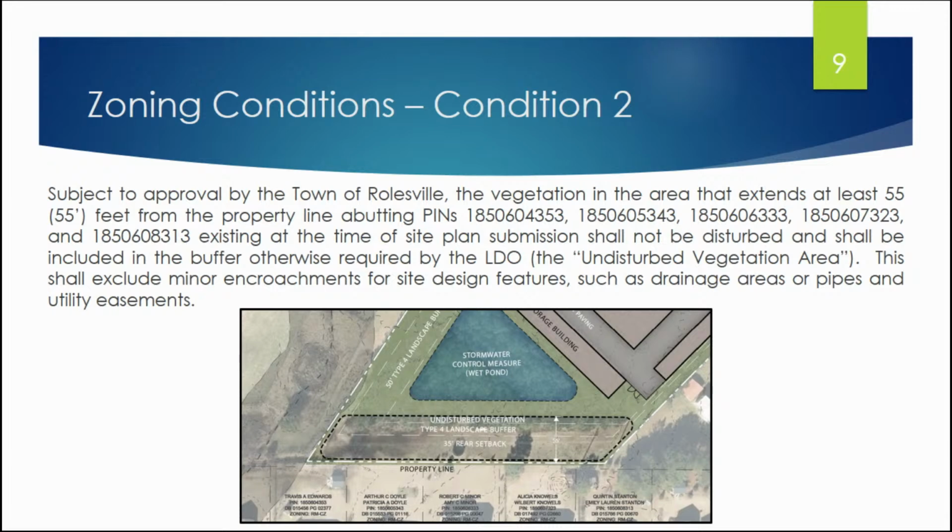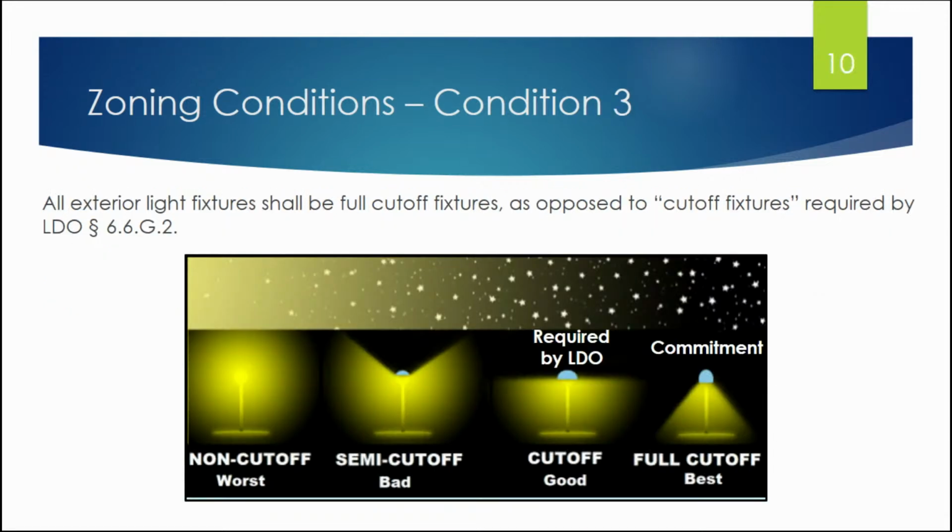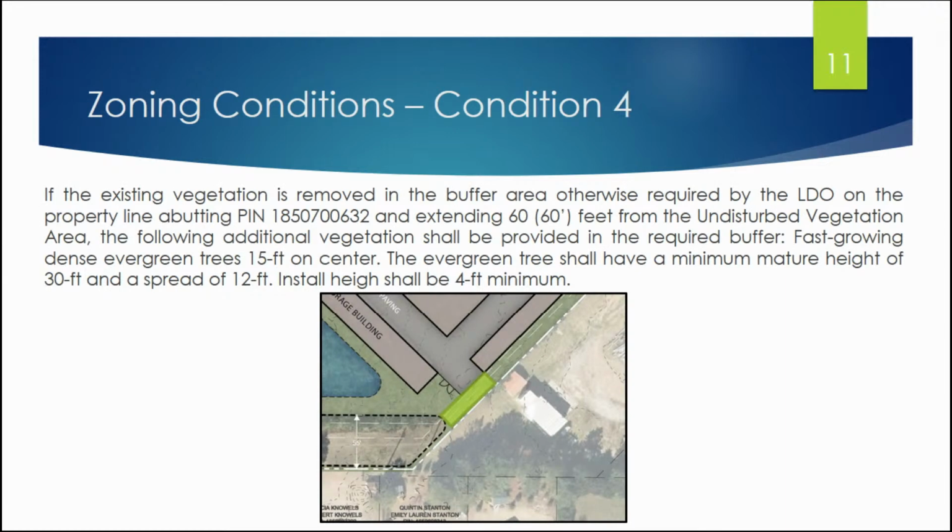There's, like Mike said, a 32-foot utility easement, but we're not going to disturb anything within 55 feet of the property line. We know that we can definitely commit to that, and so we made that commitment in the zoning conditions. Again, the full cutoff light fixtures.